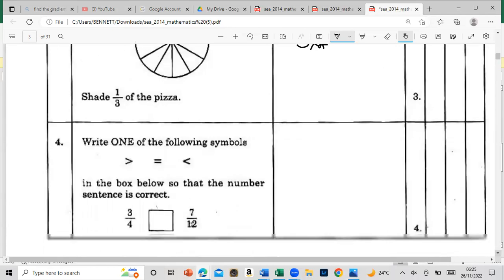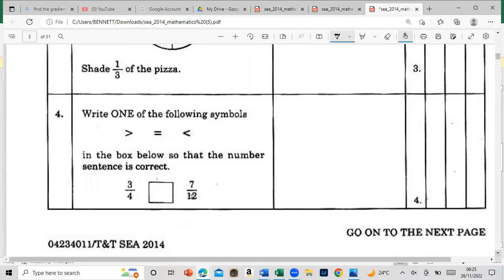It says, write one of the following symbols as for number 4 in the box: greater than, equal, or less than. Which one would go there in the box? Is 3 quarters equal to 7 over 12? Is 3 quarters less than 7 over 12? Or is 3 quarters greater than 7 over 12? All right, so let's see how we can do this. What we're going to do is bring them to the same denominator.